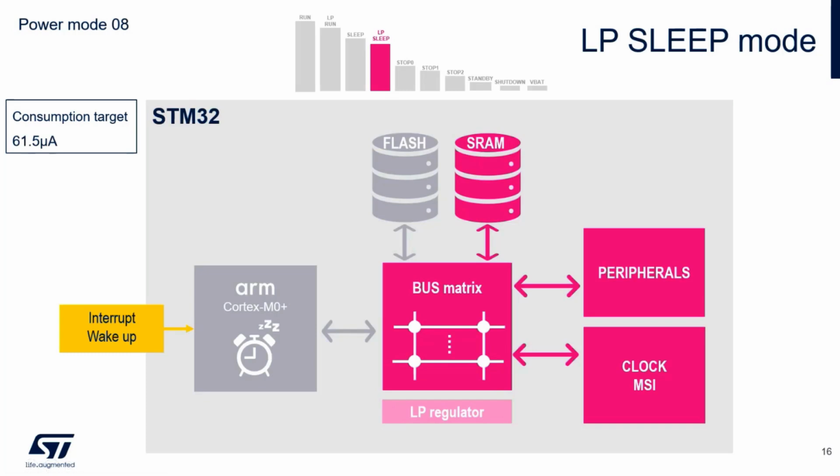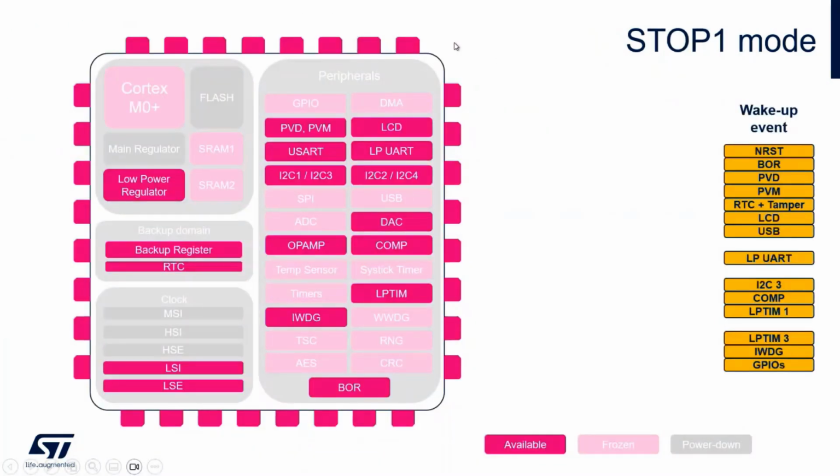So maybe we can do another, some interesting one. Let me continue on the presentation. After the low power sleep, you have Stop 1. In Stop 1, some peripherals in light pink are frozen, so you can't use them. Of course, not all the clocks are available. The difference with Stop 2 is that in Stop 2 you have fewer peripherals available.